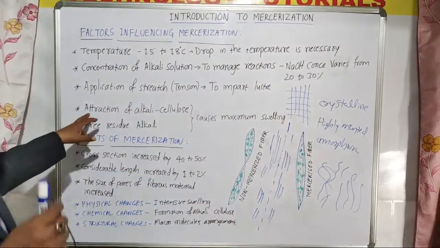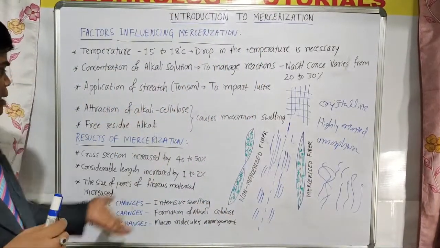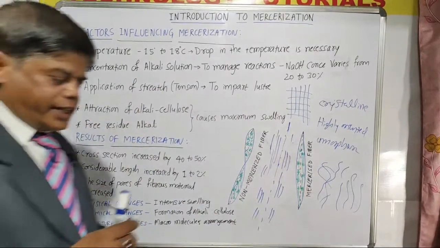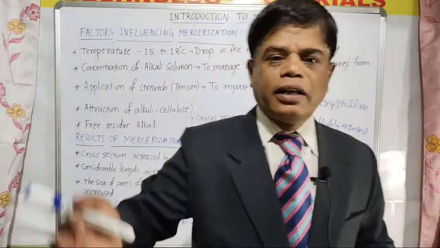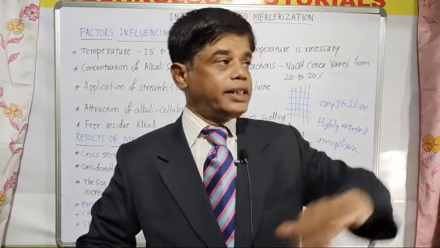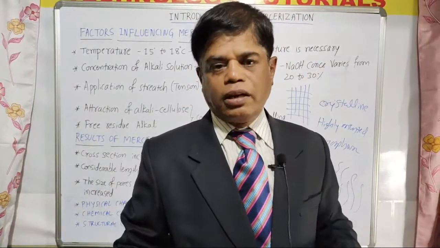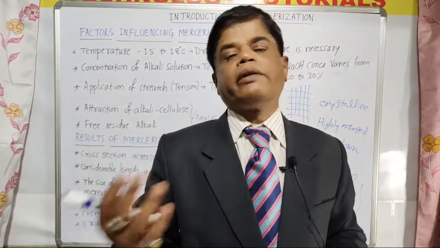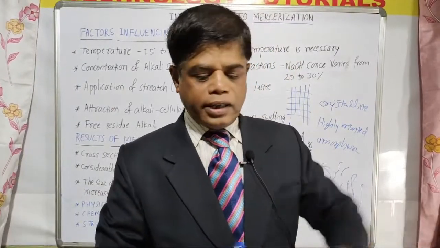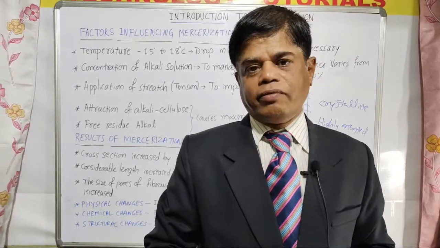Okay, next one is attraction of the alkali cellulose. This I covered. Free residue alkali. Free residue alkali means after the mercerization is complete, when all the quantity, whether in the bulk, 1000 meters, 2000 meters, whatever is there, whatever the residue will be there.